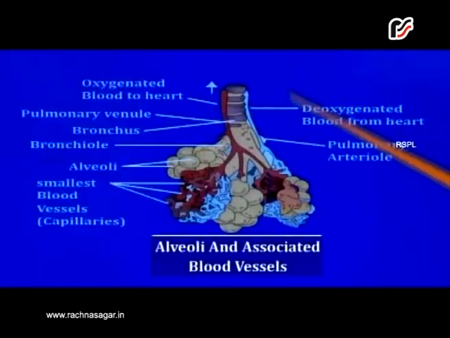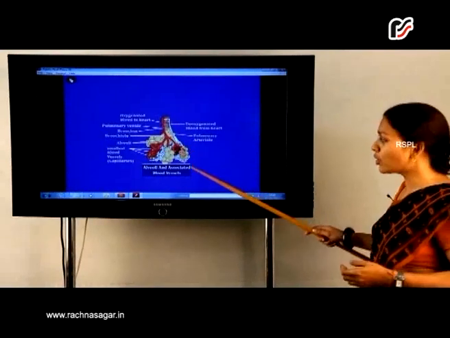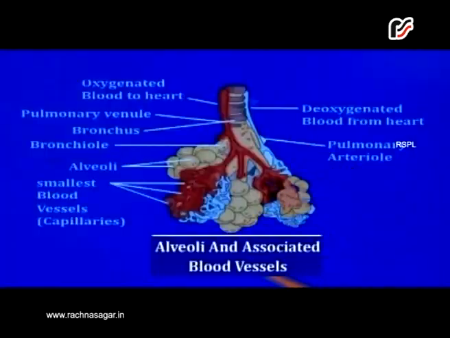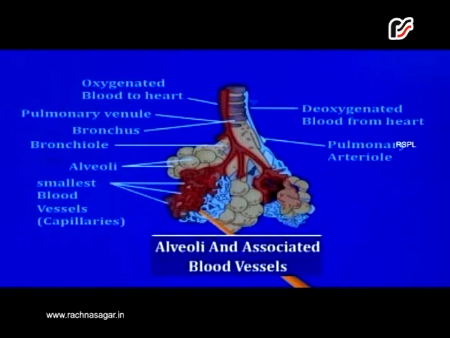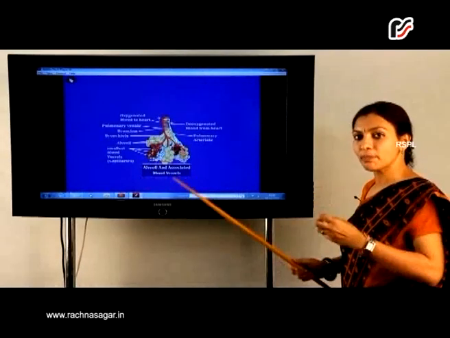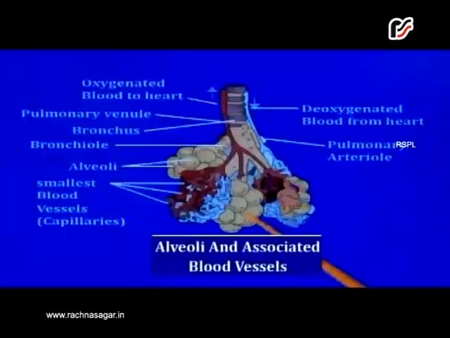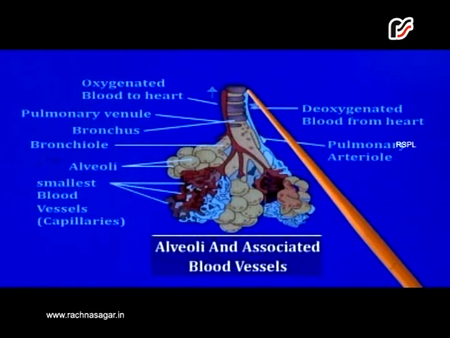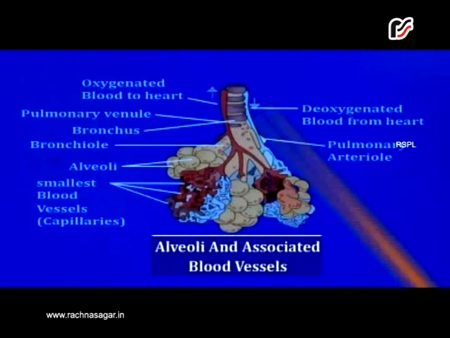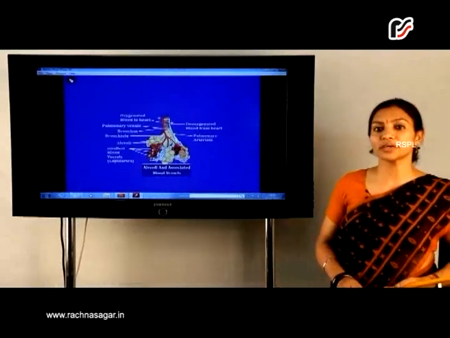So basically the inward moving blood is deoxygenated, carbon dioxide rich, and the outward moving blood is oxygenated, meaning in the alveolar walls the blood capillaries help in picking up oxygen and moving back carbon dioxide into the alveolar space. That carbon dioxide is taken up and it moves out. The oxygenated blood moves via various pulmonary venules which make pulmonary veins back into the heart, from where it is circulated within the body.